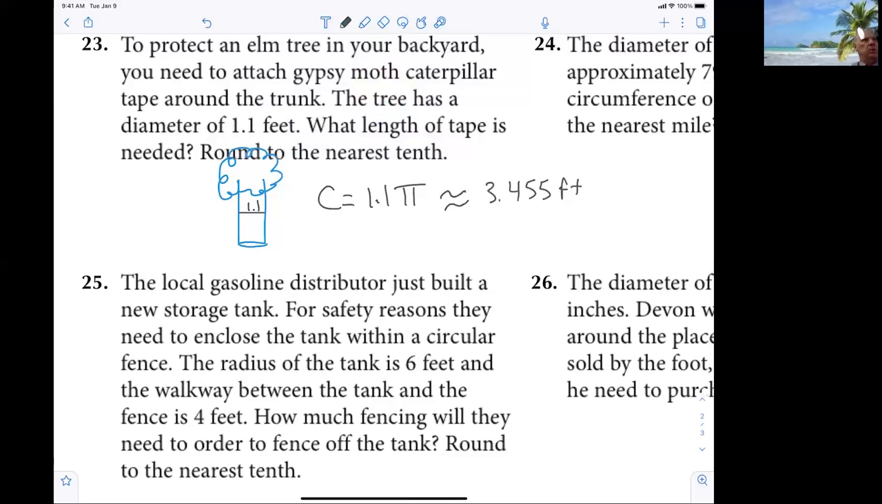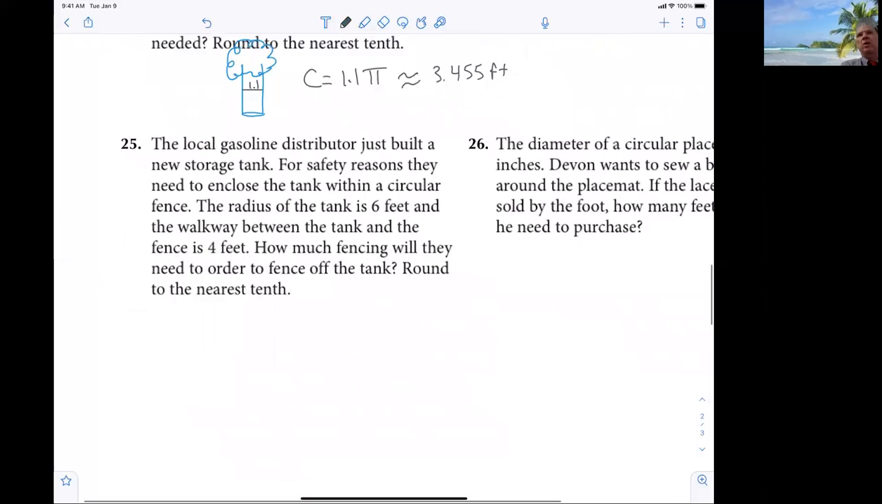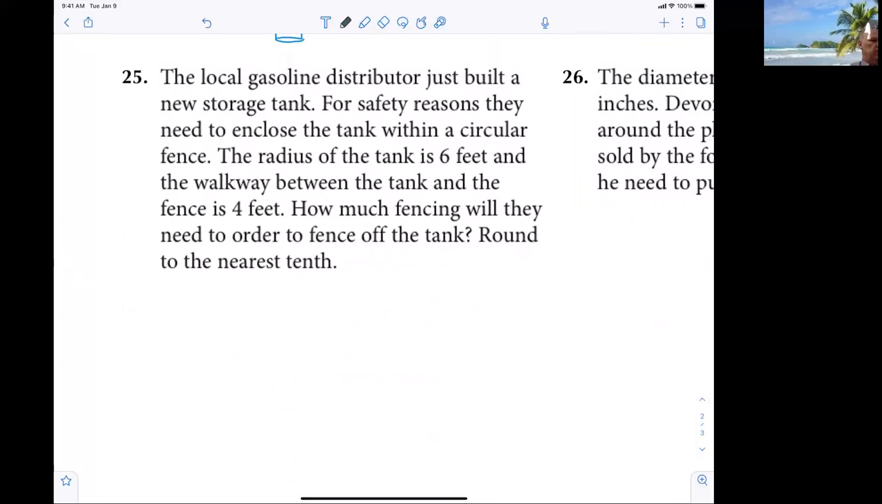I don't know what a gypsy moth caterpillar tape is, but all right, number 25. Here we go. So I'm starting with KK. Read. 25. We're doing odds, KK.